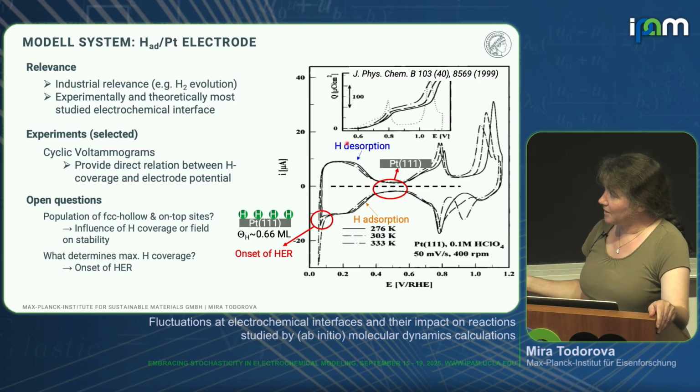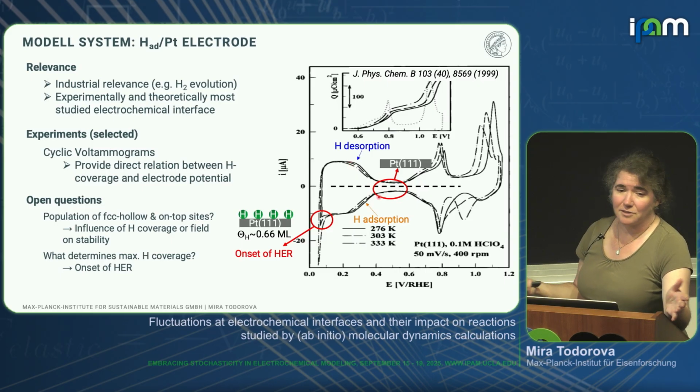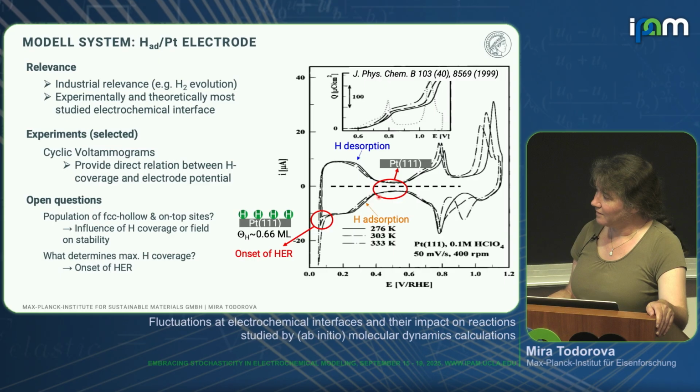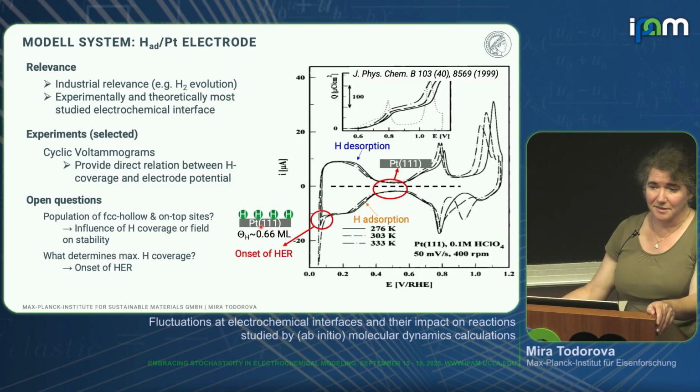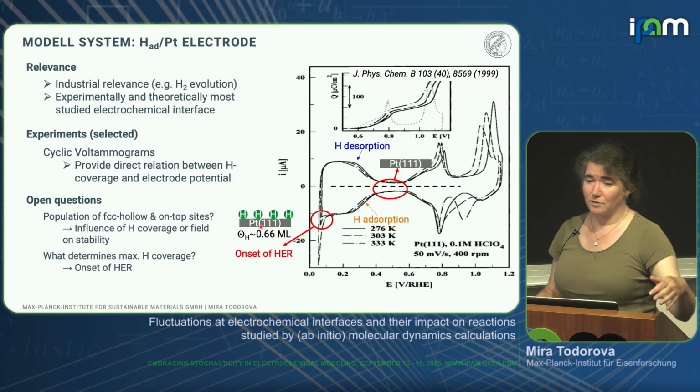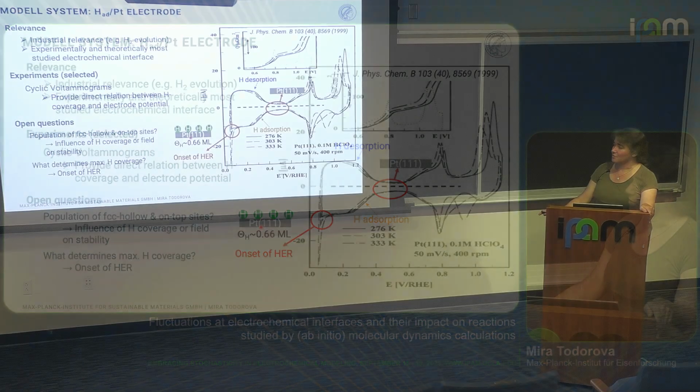And what we are interested in is this regime here, where we have hydrogen adsorption or hydrogen desorption, and here a region where the platinum surface would be pristine. Now, what's interesting about this system is that there seems to be a maximum coverage that can be reached, which is about 0.66 monolayer of hydrogen on the surface. And this is different from vacuum, where one could go to 1 monolayer coverage.